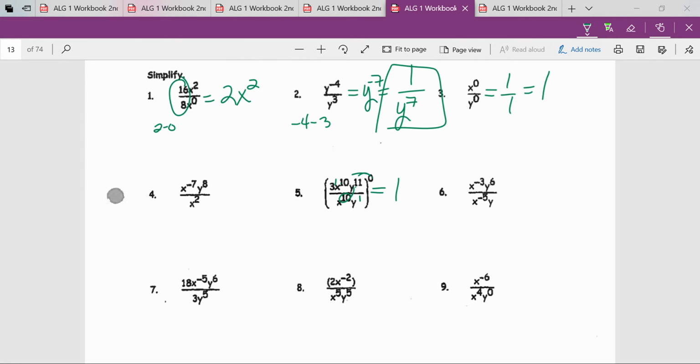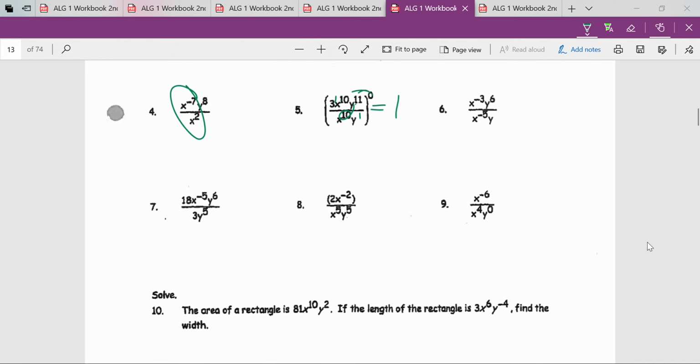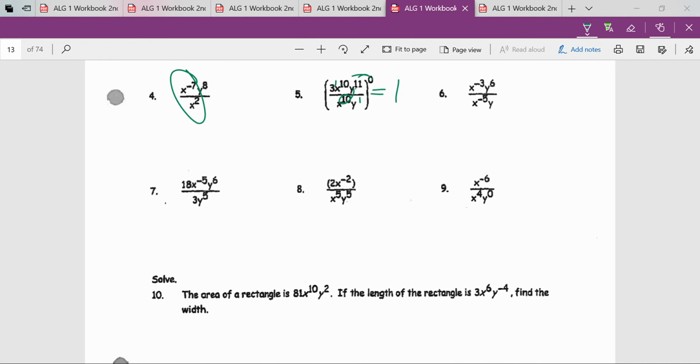Question. Stop. Let's do number 4. You have an x to the negative 7 on top divided by x to the 2 on the bottom. What do we do with exponents? Subtract. What's negative 7 minus 2? Same signs, add and keep. Different signs, subtract, keep the sign of the larger one. That is same sign, so we add and keep the negative sign.